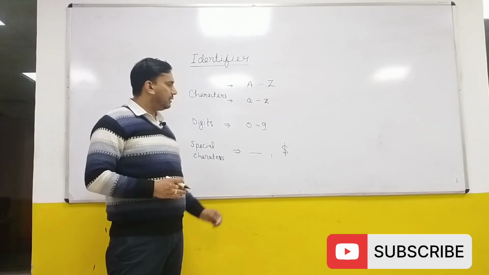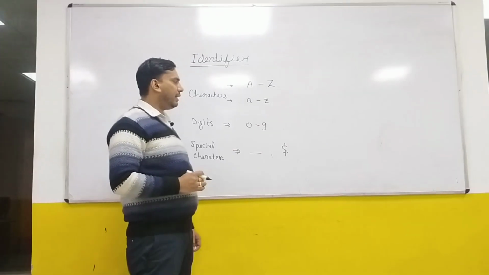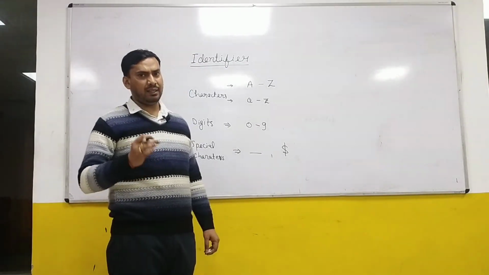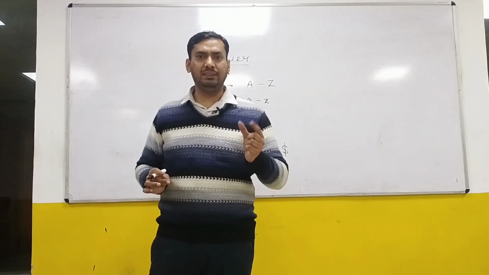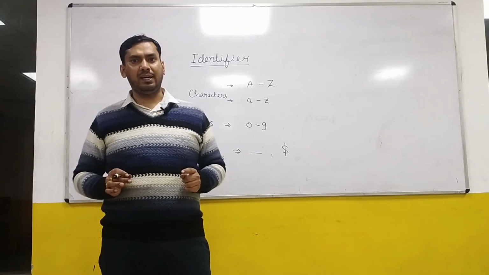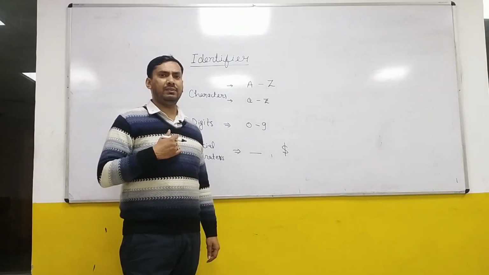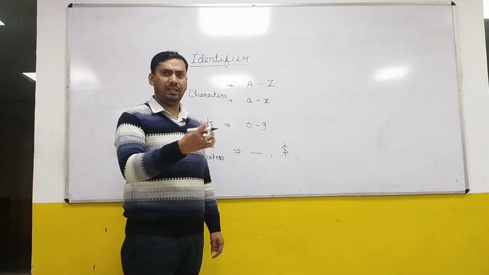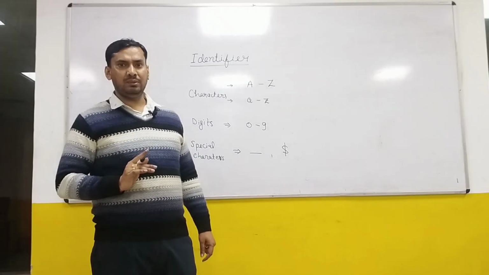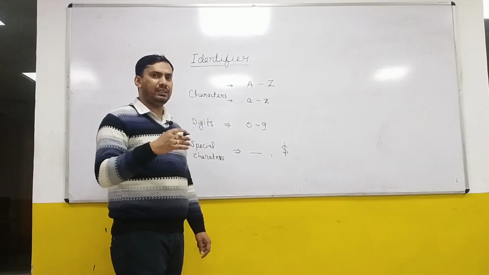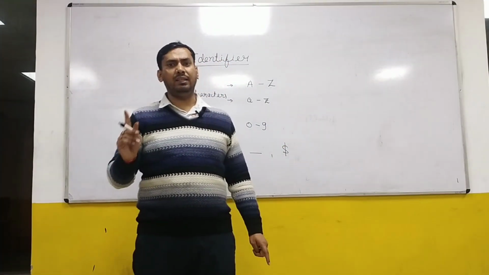What are the constraints? The first constraint says that any identifier you create must not start with a digit. Identifier must not start with a digit. It means if I want to create a variable int a1, a1 is allowed, but 1a is not allowed. You can create any identifier which starts with any other character, but it must not start with any digit.